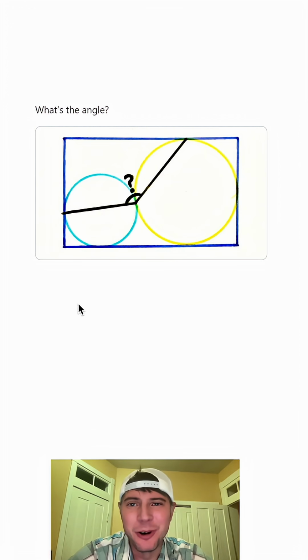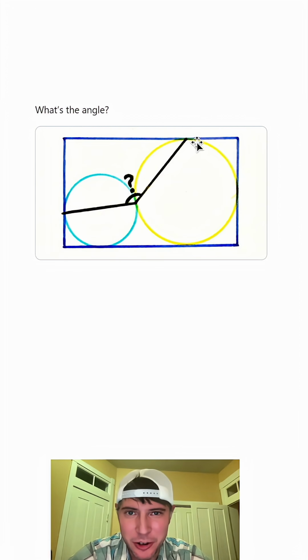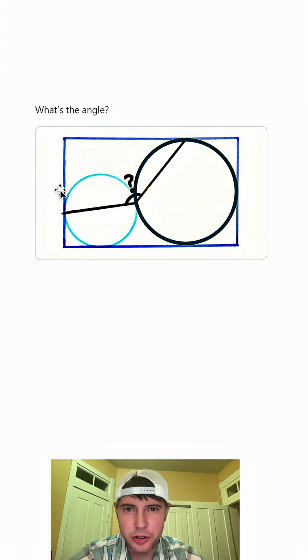Hey guys, this looks like a fun one. It says, what's the angle? We want to know this angle right here. So let's make this thing black. So now you can see there's two circles and the angle. I think it's safe to assume that this is tangent here, here, and here.